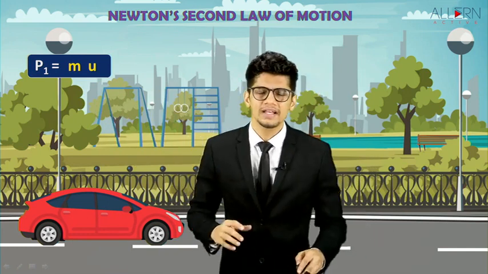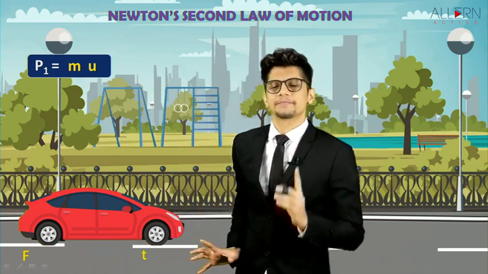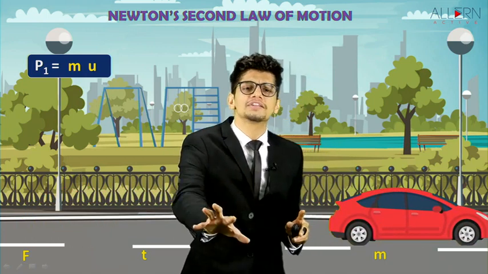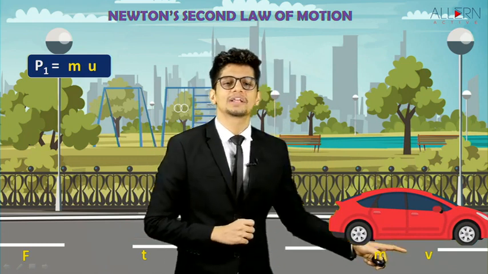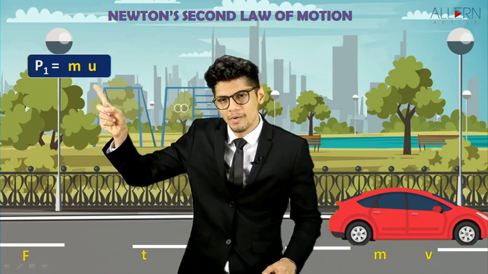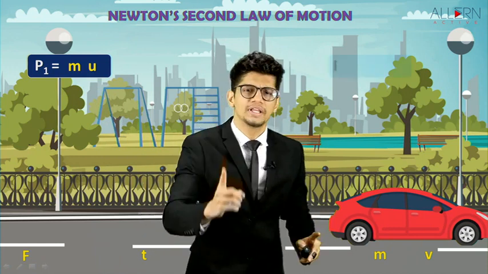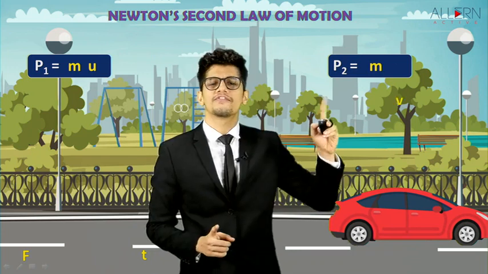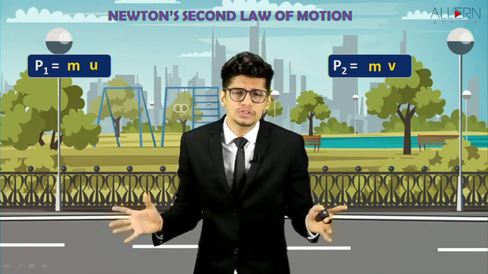Very simple, right? Now, in order to move this car, we need to apply a certain amount of force, denoted by capital F, for time t. So it will start moving, and the mass would not change. Mass would remain as it is. But the velocity will now become the final velocity, denoted by small letter v. So initial momentum was denoted by P1, and the final momentum will be denoted by P2. And P2 will be m into v. So we have the values of P1 and P2.